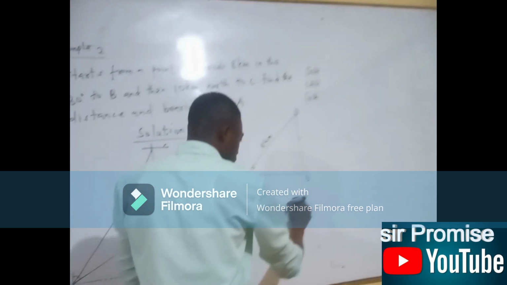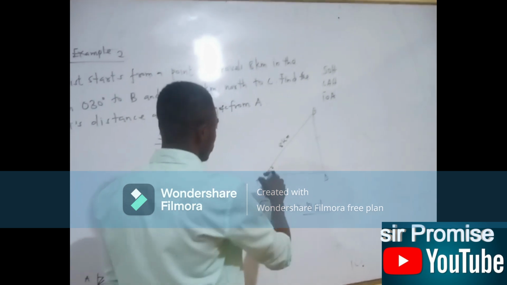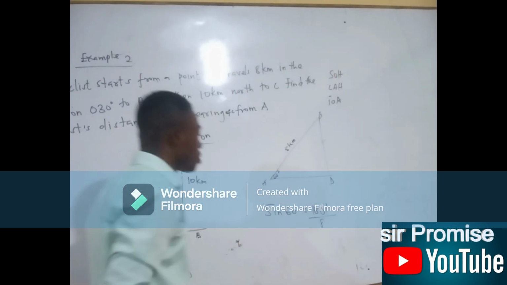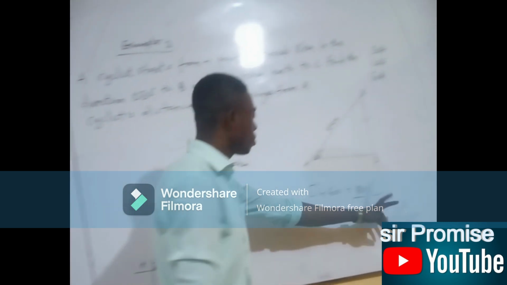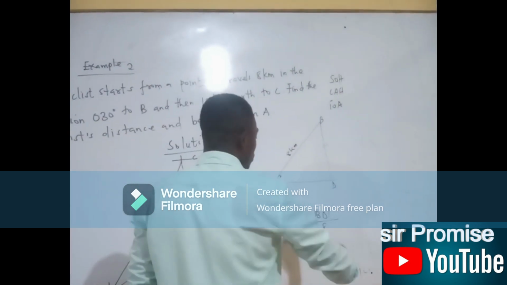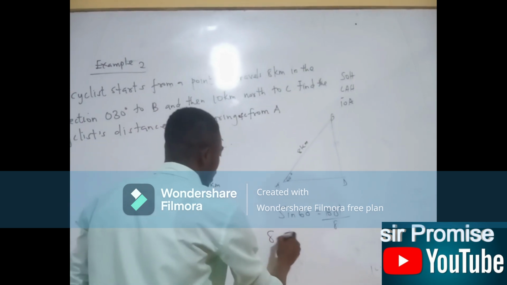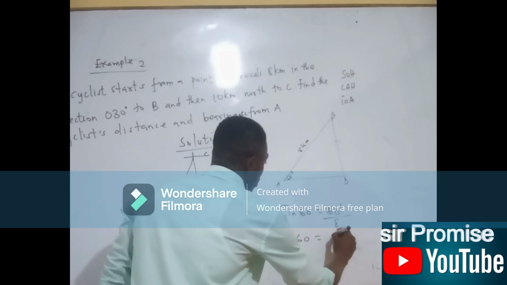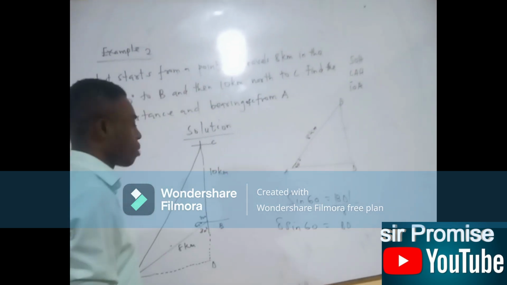So BD divided by AB. The AB is 8, so we will just write 8 there. How do you still work it? You have to multiply both sides by 8. So here by 8, here by 8, we are going to get 8 sine 60 is equal to BD, because that 8 will just take this one away from it.